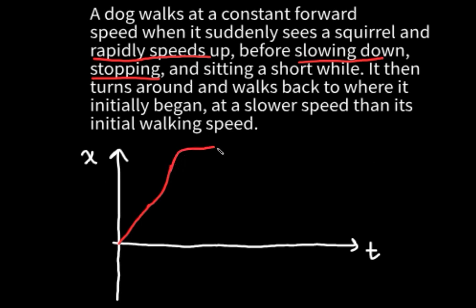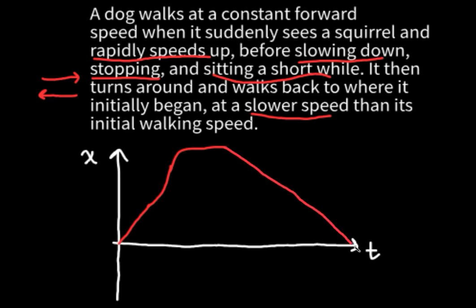And then because the dog stops and sits for a short while, the dog is going to have a constant position while it's sitting, so we just have a horizontal line. And then it turns around and walks back to where it initially began. So if the dog was initially going in this direction, it's now going in this direction. But it walks back at a slower speed. So that means our slope has to be decreasing, but it needs to be less steep than the magnitude of the slope. So we should have something like this.